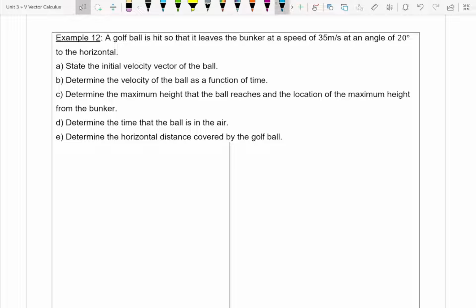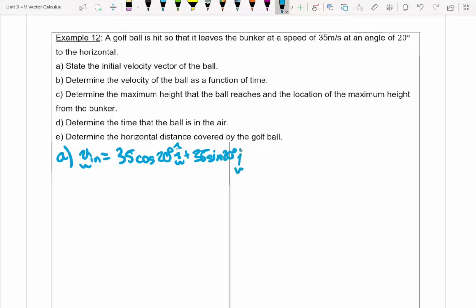Looking at example 12, a golf ball is hit so that it leaves the bunker at a speed of 35 meters per second at an angle of 20 degrees to the horizontal. State the initial velocity vector of the ball. So v initial is going to be equal to, now it's 20 degrees to the horizontal, our magnitude is 35, so we're just converting that to Cartesian form. That's 35 cos 20 degrees i plus 35 sin 20 degrees j.